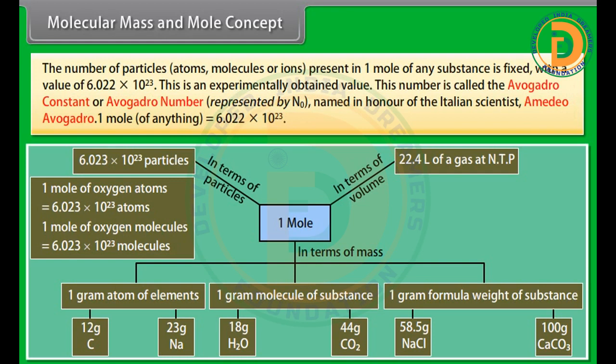The number of particles, atoms, molecules, or ions present in 1 mole of any substance is fixed with a value of 6.022 into 10 raised to the power 23. This is an experimentally obtained value. This number is called Avogadro constant or Avogadro number, represented by N0, named in honor of the Italian scientist Amedeo Avogadro. 1 mole of anything is equal to 6.022 into 10 raised to the power 23.